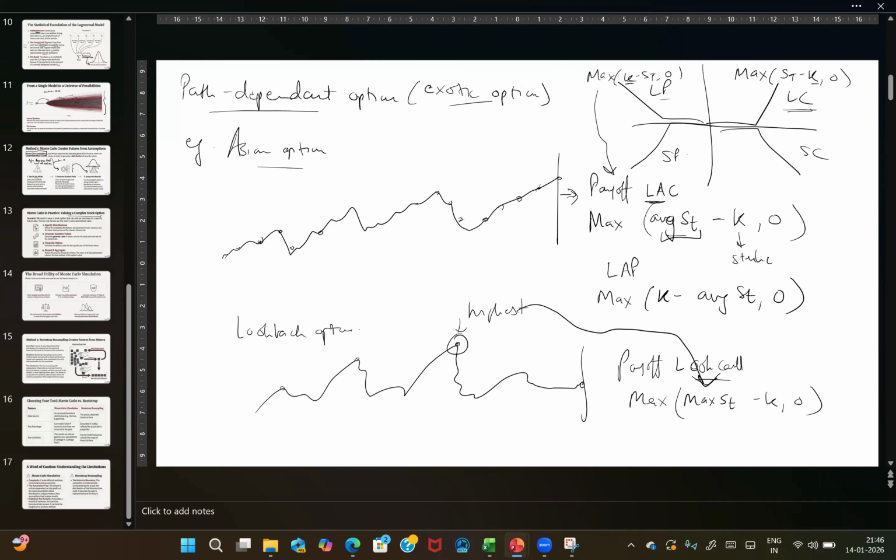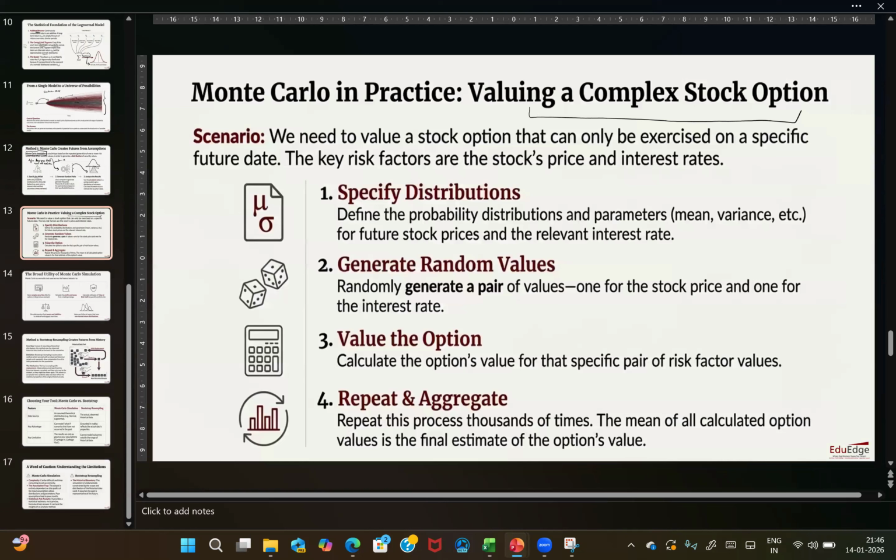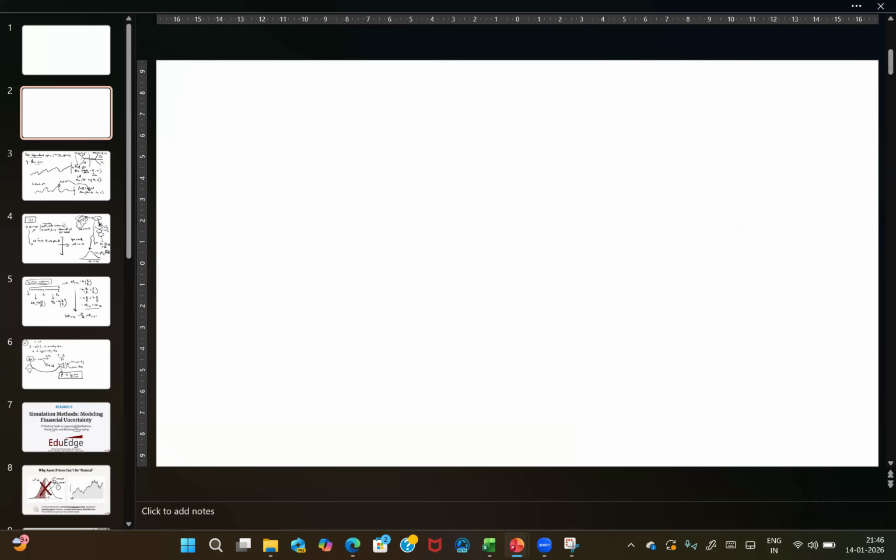So let's go back here. So you need to specify the distribution. So how to put this into practice? Specify the distribution, generate random values, value the option, repeat and aggregate. Okay. So suppose let's take the example of an Asian call option, right? So how will you use Monte Carlo simulations to price this Asian call option?